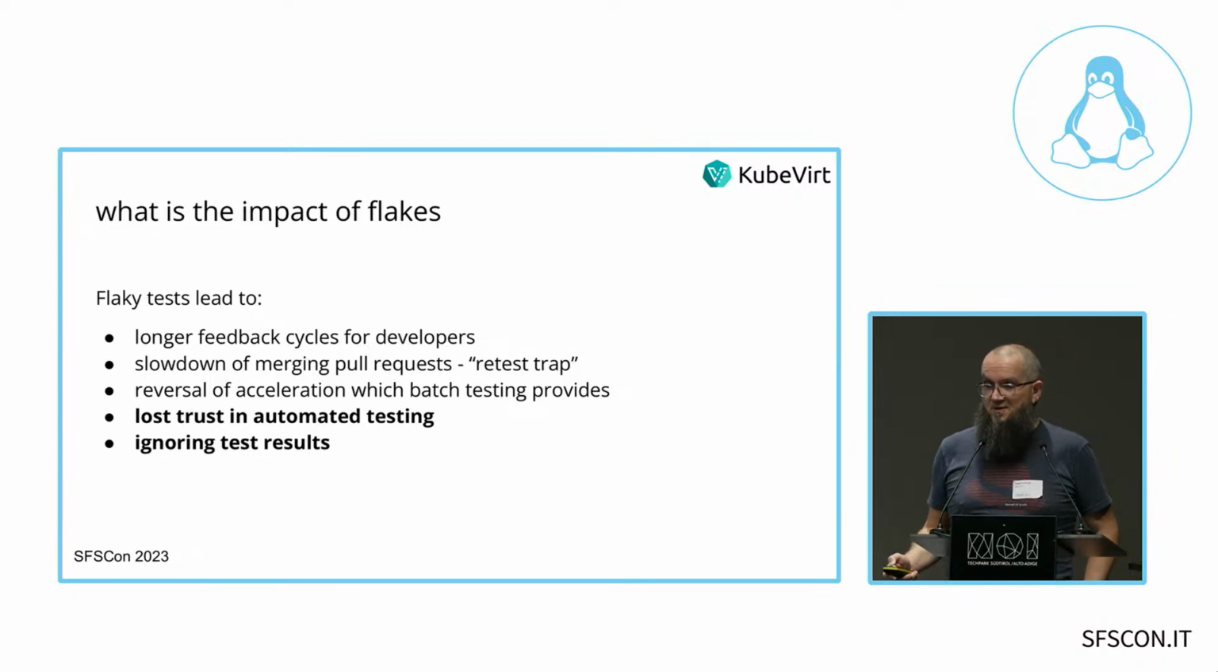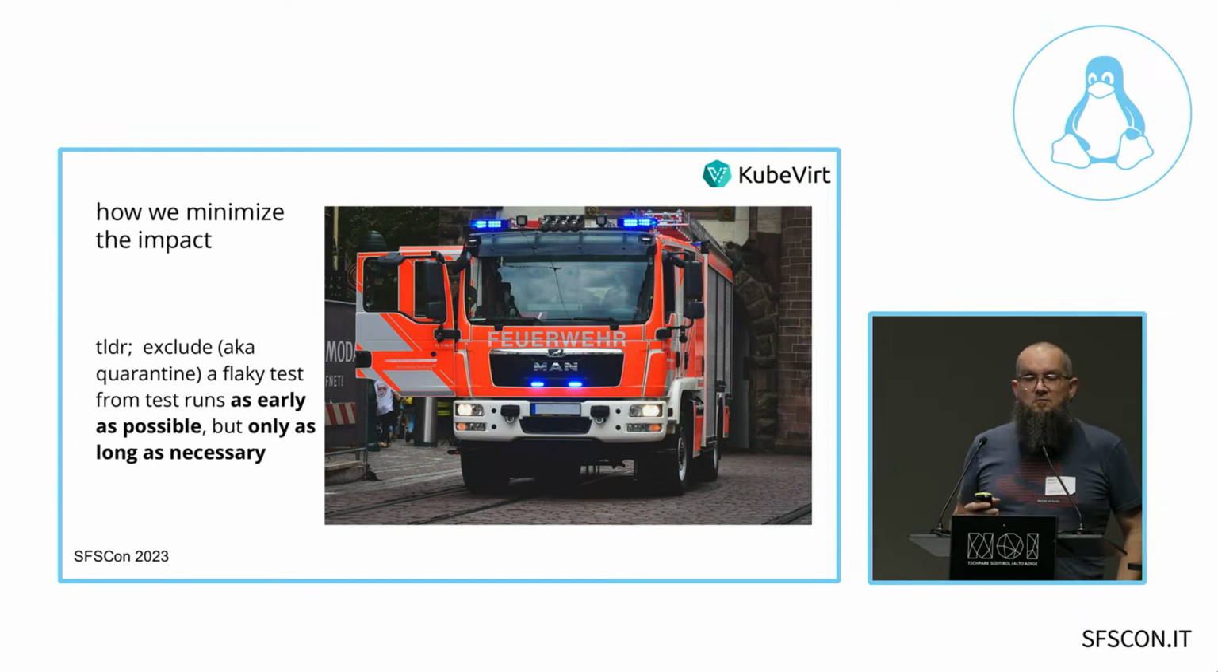But it happened. So how do we want to minimize the impact of flaky tests? We are trying to locate flakes as soon as possible and take them out of the set of tests that are being executed in CI, but only for as long as necessary. So we have time to fix it, so we can bring it back in, because every test should have some value.